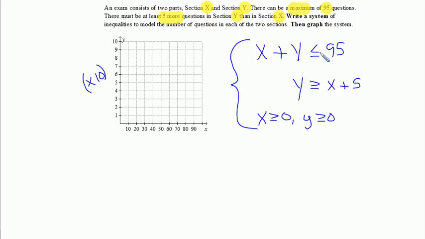To graph x plus y is less than or equal to 95, let's just find a couple points that work on that equation. When we're finding points, we're always looking at the edge, the boundary of a graph. So we always look for equality. So when x is 0, y is 95. When y is 0, x is also 95. So we should have a point at 0, 95, and another one at 95, 0. Let's go ahead and sketch that line in.